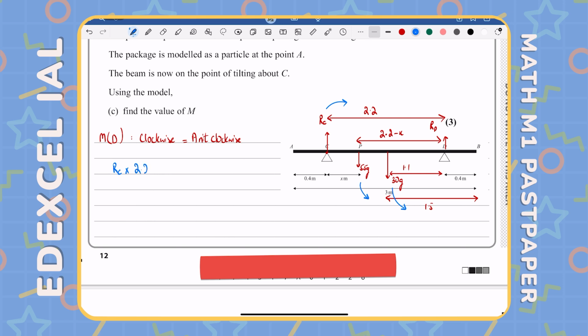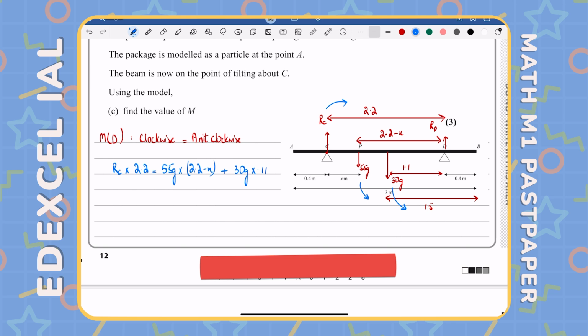Yeah, so RC into 2.2 is equal to all the anticlockwise moments. So 55G multiplied by how far away is 55G from this? This is 2.2 minus X, we worked it out over here. So 55G into 2.2 minus X plus 30G. Now, how far away is the 30? Is this force from the point that we've taken into consideration? That's 1.1. So 30G into 1.1.